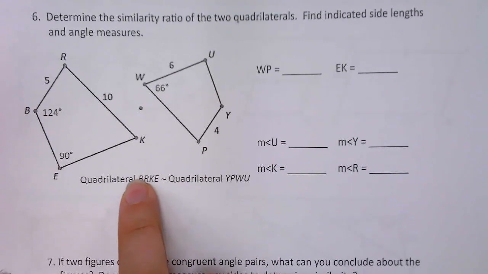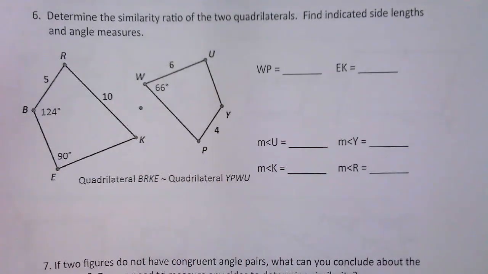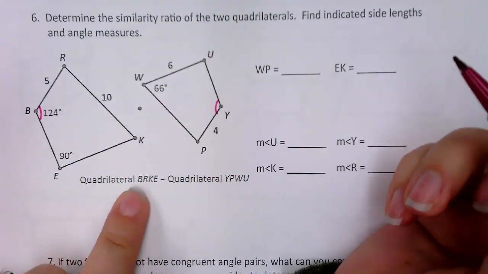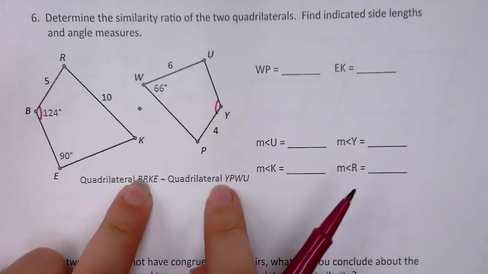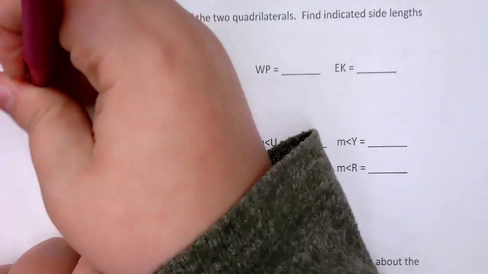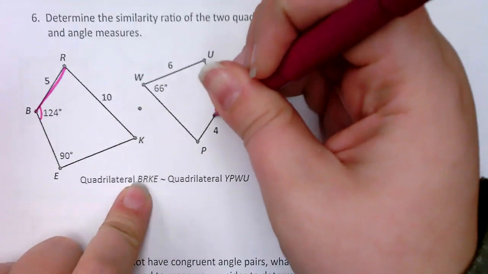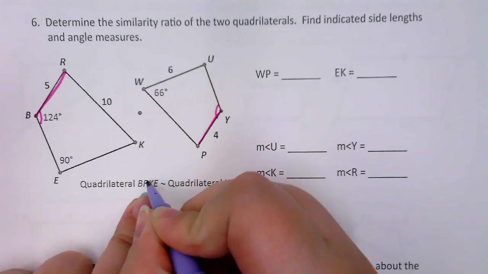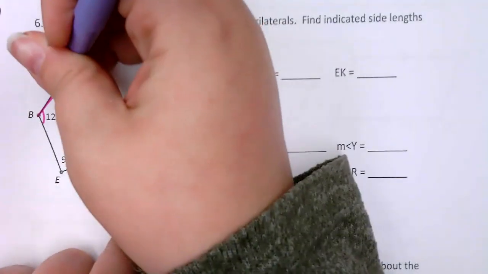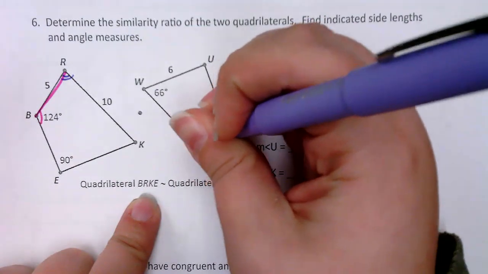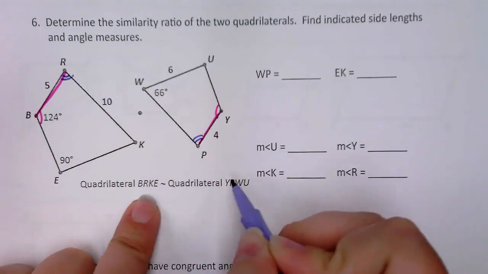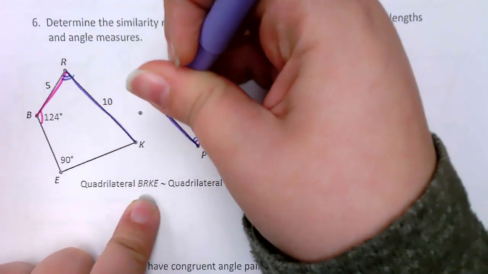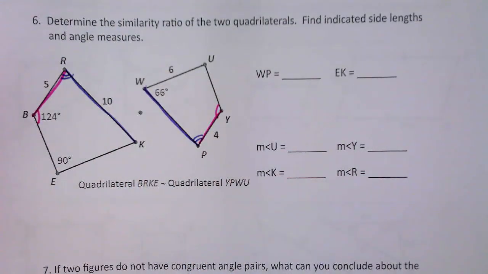So we have the angles. B corresponds with Y. And then the side from B to R corresponds with Y to P, so BR and YP. Then we have R corresponding with P, so angle R corresponds with angle P. Then we've got RK corresponds with PW. So RK and PW. And we can just keep going around.